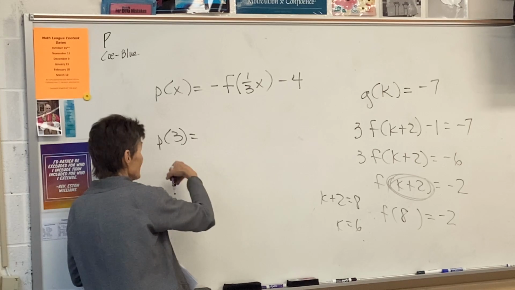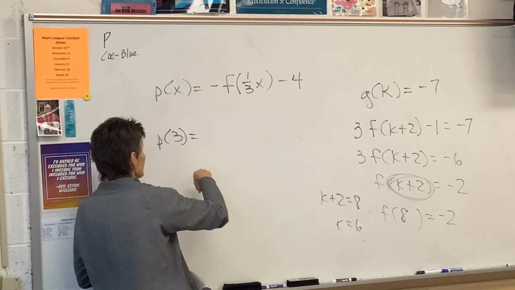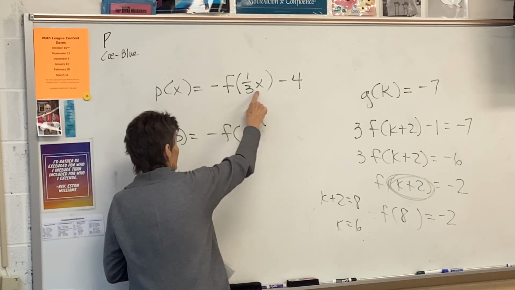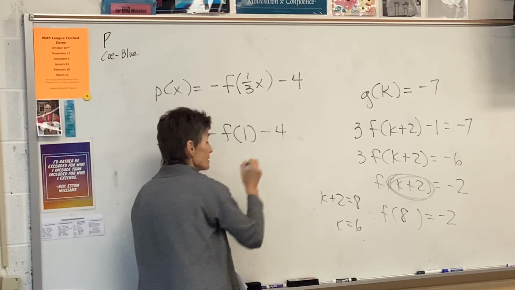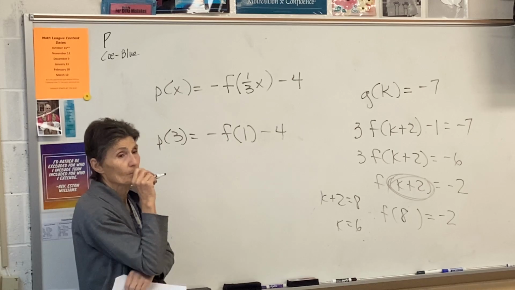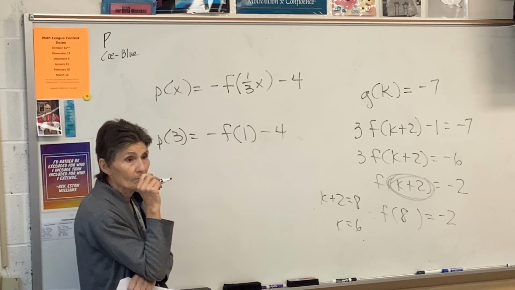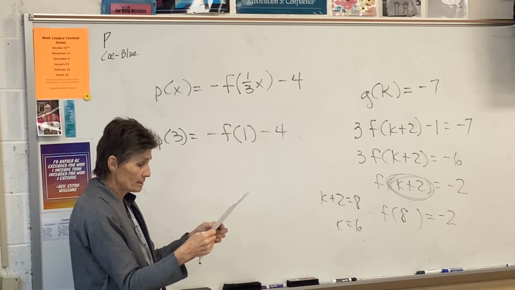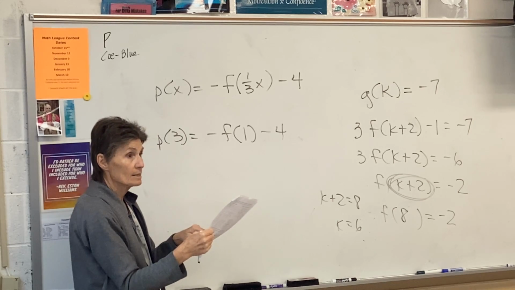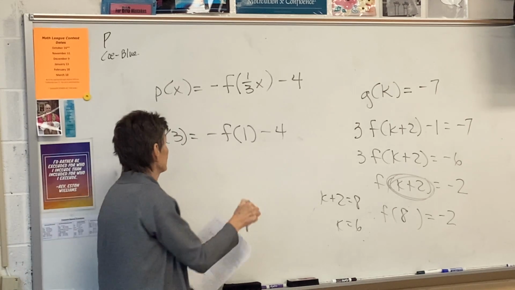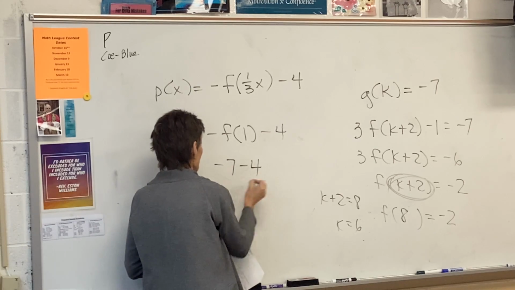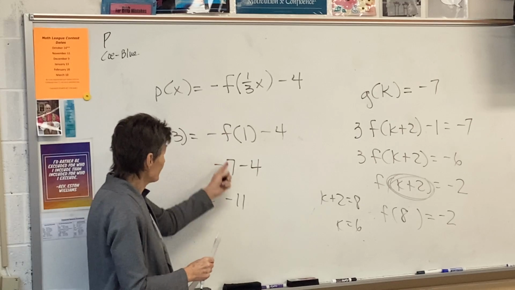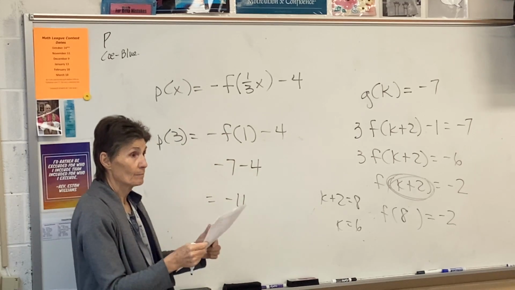So we're gonna do just what we did, the problem I just erased. So plug in 3. So if we plug in 3, don't we get this? And F of 1 is 7. So -7 minus 4. I got -11. That was a negative out there. So -7 minus 4.